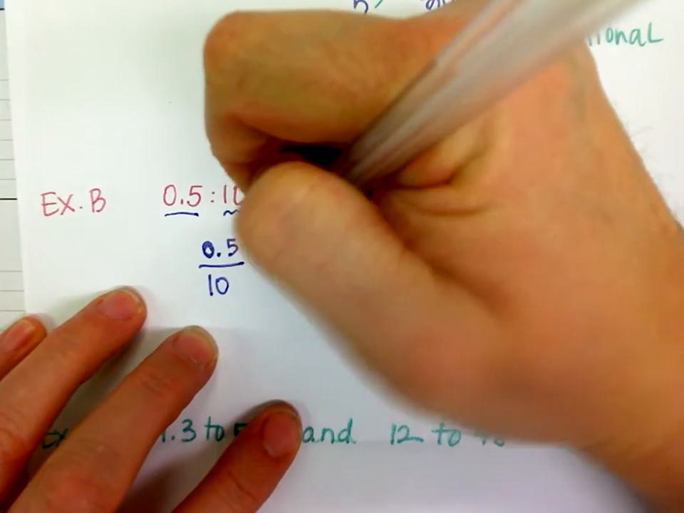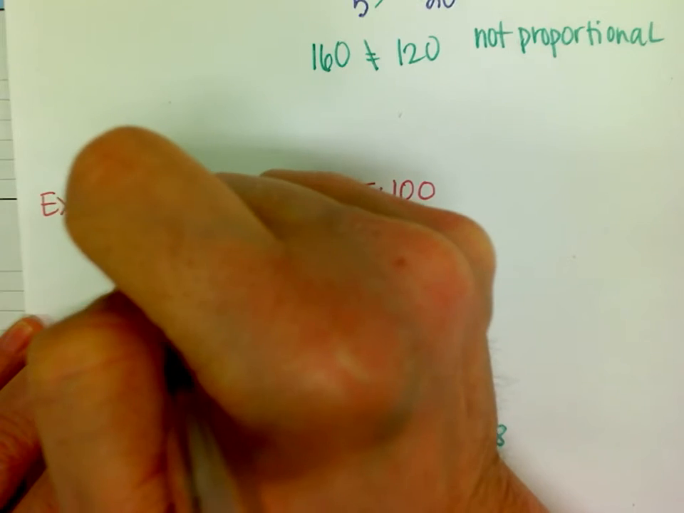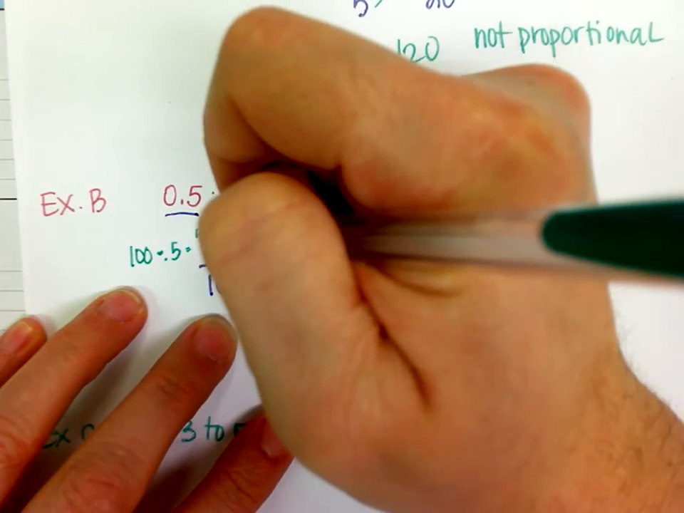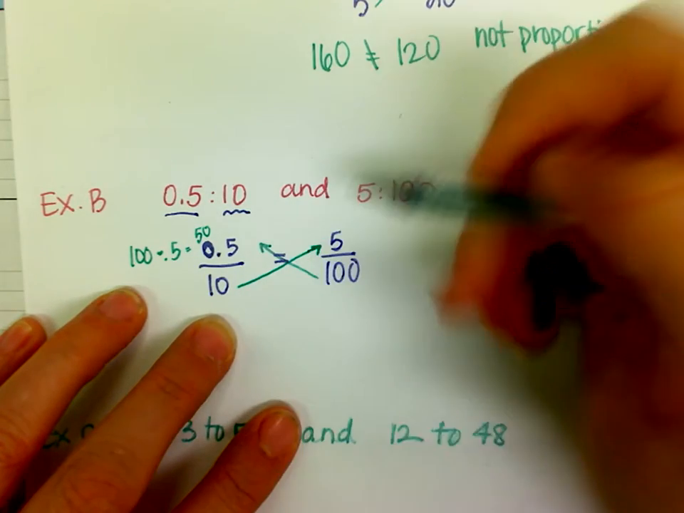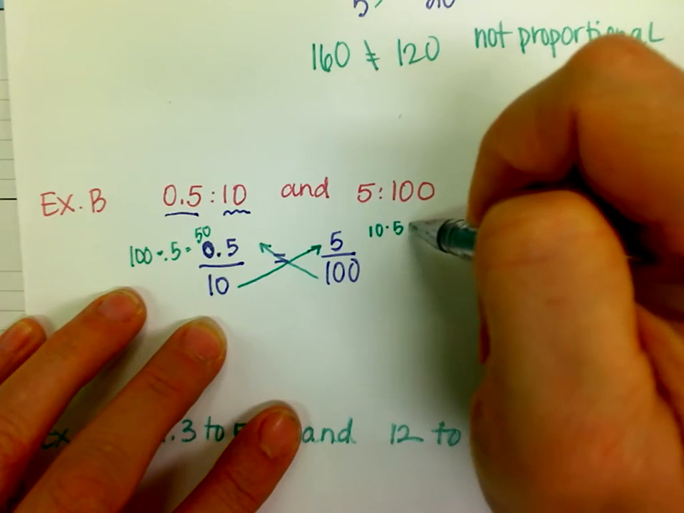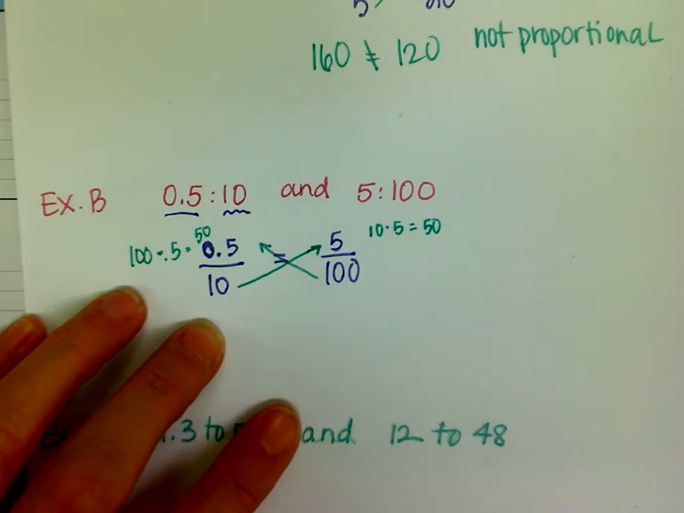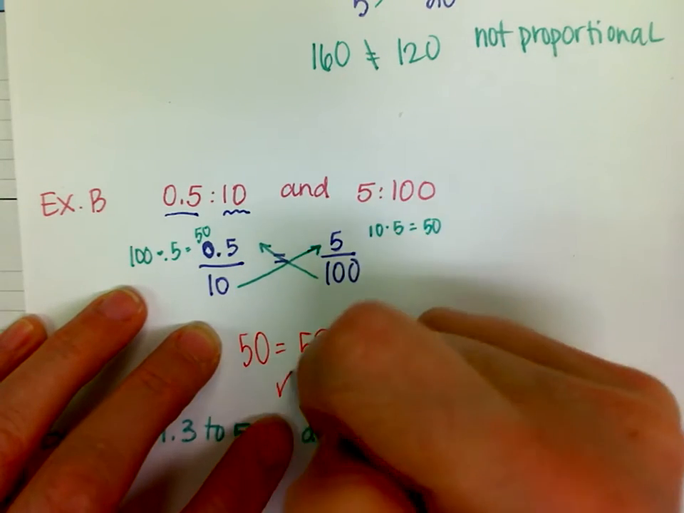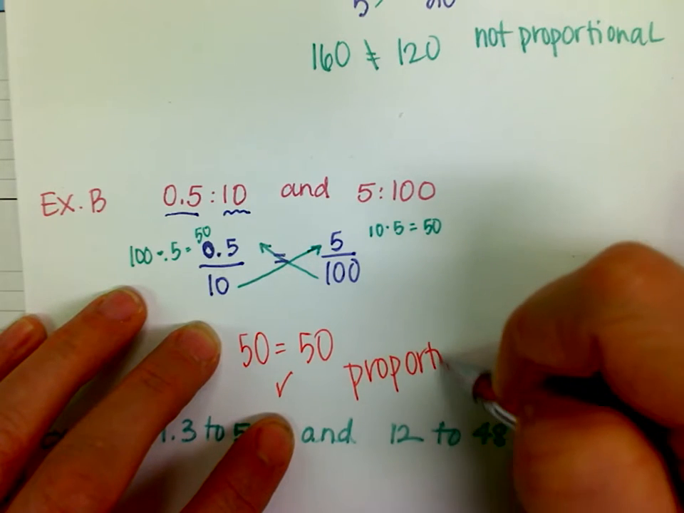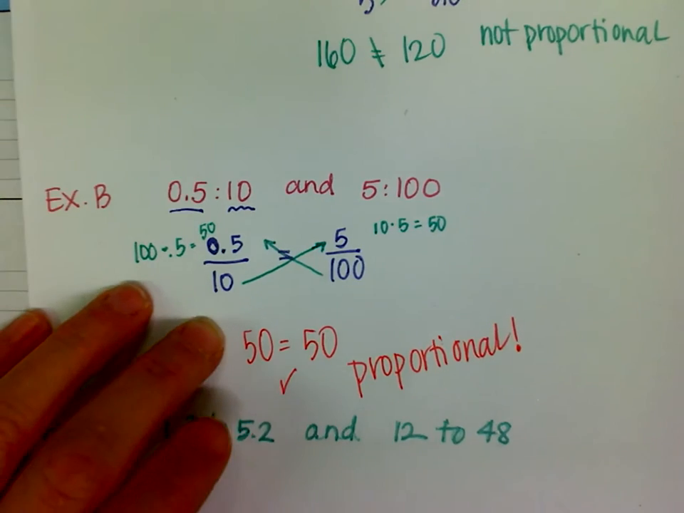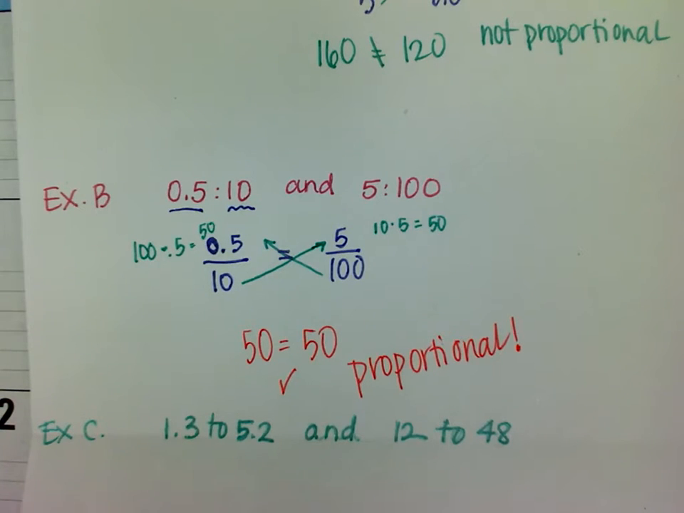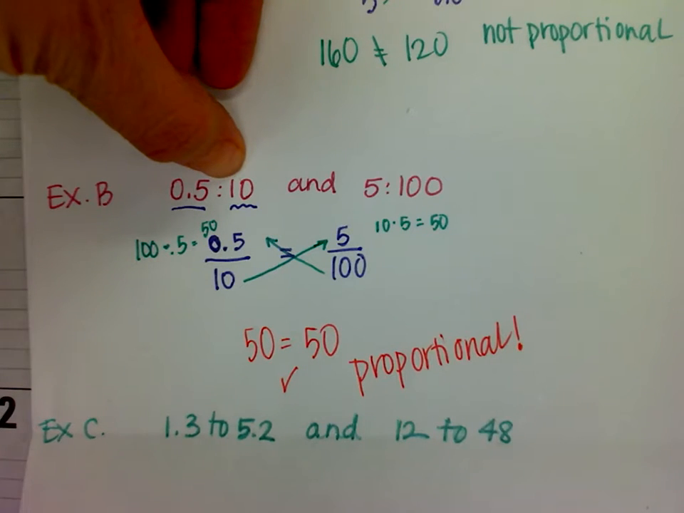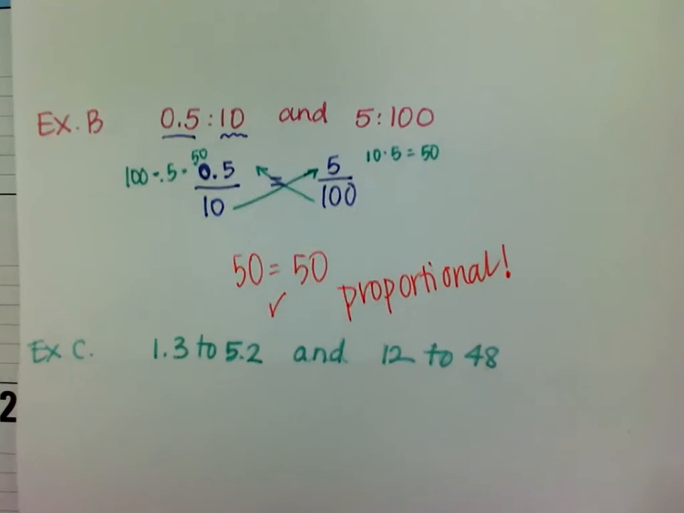So 100 times 0.5 should equal 50, and 10 times 5 should also equal 50, and since they are the same number, 50 does equal 50. Yay, so they are proportional. Now this question is very similar to one you're going to see on your assessment, where they use the colons. So we're going to do some more practice of that one in a minute.